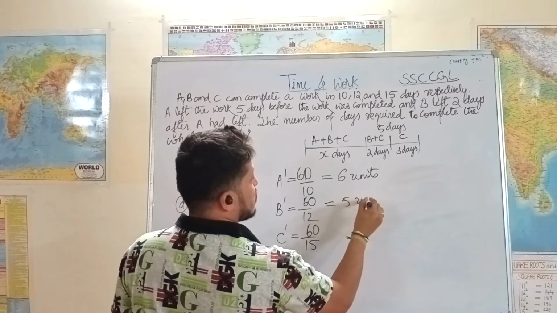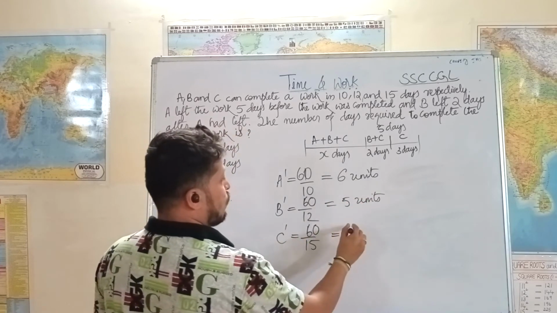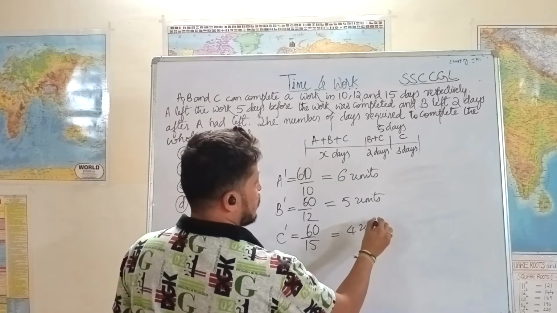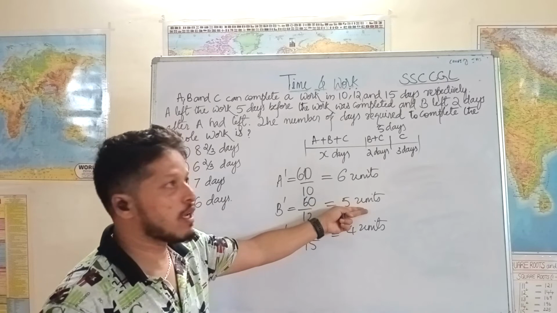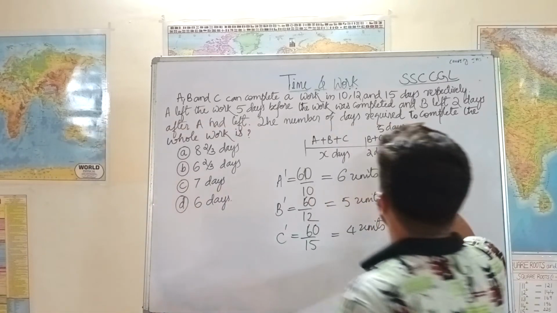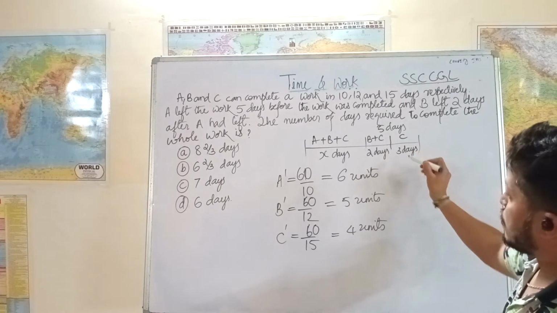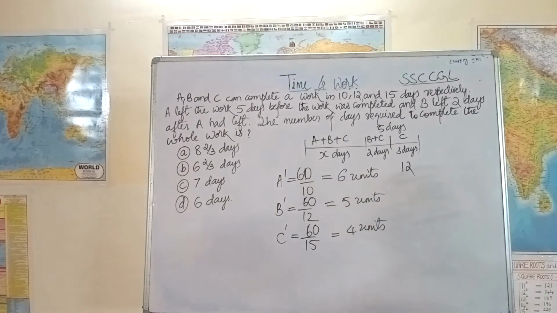And here it's 1 by 12, so 5 units of work is his efficiency per day. And here it is 4 units of work. So C does 4 units of work every day, B does 5 units of work every day, and A does 6 units of work every day. Now C worked for 3 days, we know. So in 3 days he would have completed 12 units of work, correct?